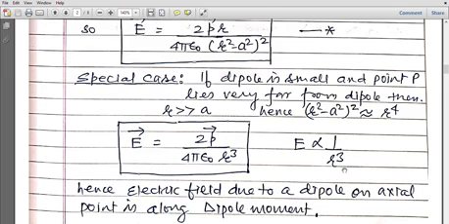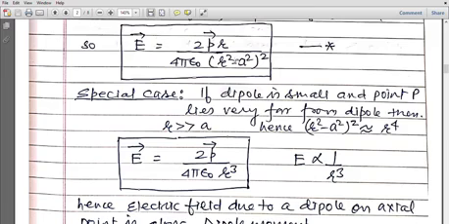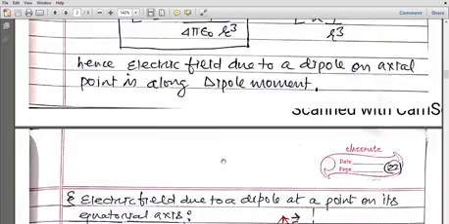So this is the expression for electric field due to a dipole on its axial line at a point P, which is at a distance r. So in general you will use this expression, but in special case we will use this expression. Now the important thing is, in case of axial line, electric field and dipole moment, they are in same direction. So this is the completion of this topic.